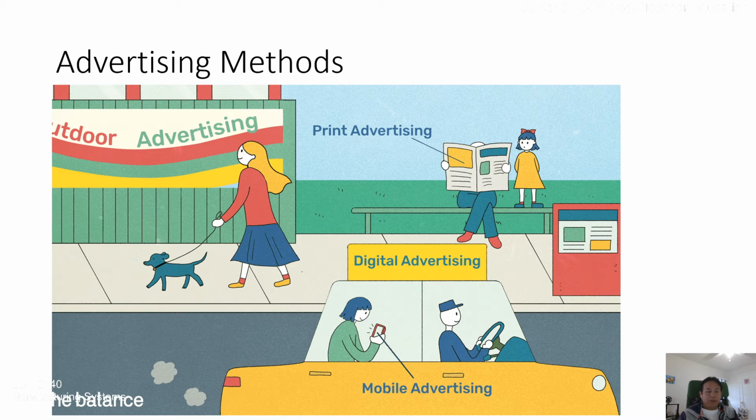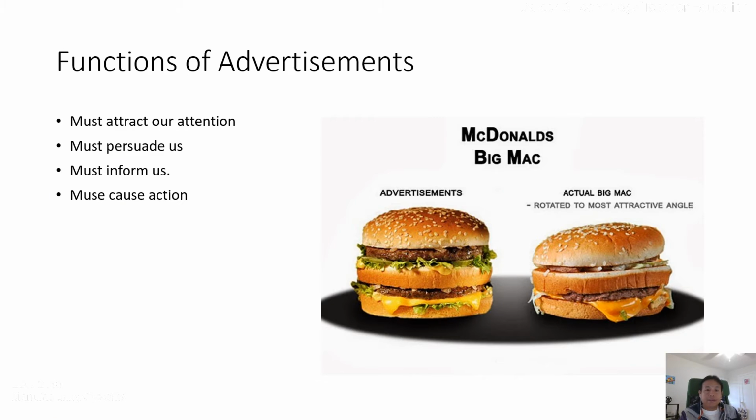There are numerous ways to advertise your product, such as print advertisement in newspapers, digital advertising on Facebook, YouTube, or Google, mobile advertising, which puts everything on the small screen, or outdoor advertisement. So you can select advertising methods. And then the functions of advertisement. This is the core of this module.